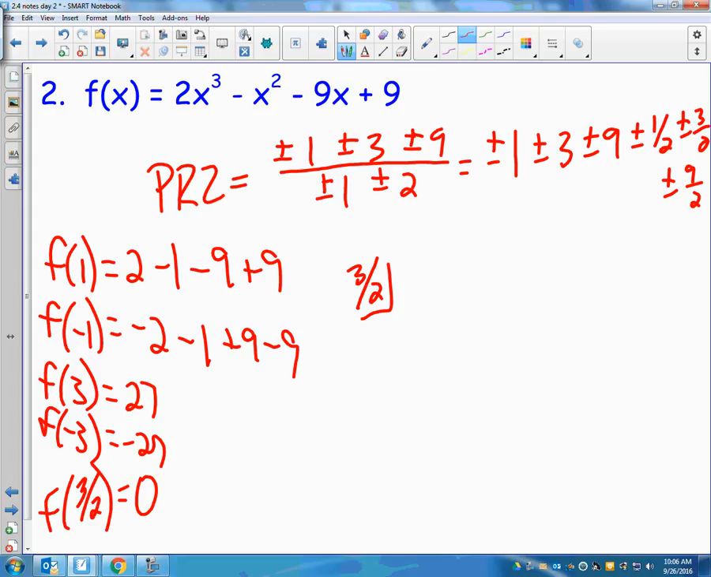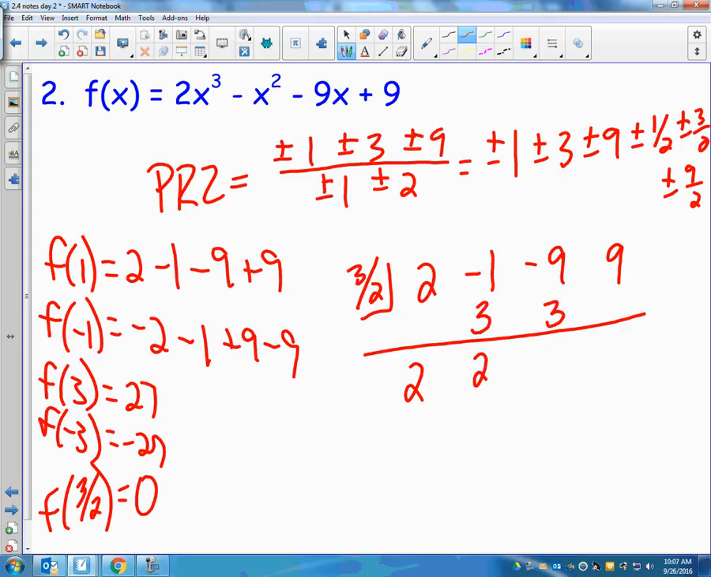So I'm going to stop checking. I've almost checked all of them. But I'm going to divide this out now. And again, it should give me a remainder of 0. 2 times 3 halves is just 3. Negative 6 times 3 halves is negative 9, which gives me that remainder of 0.